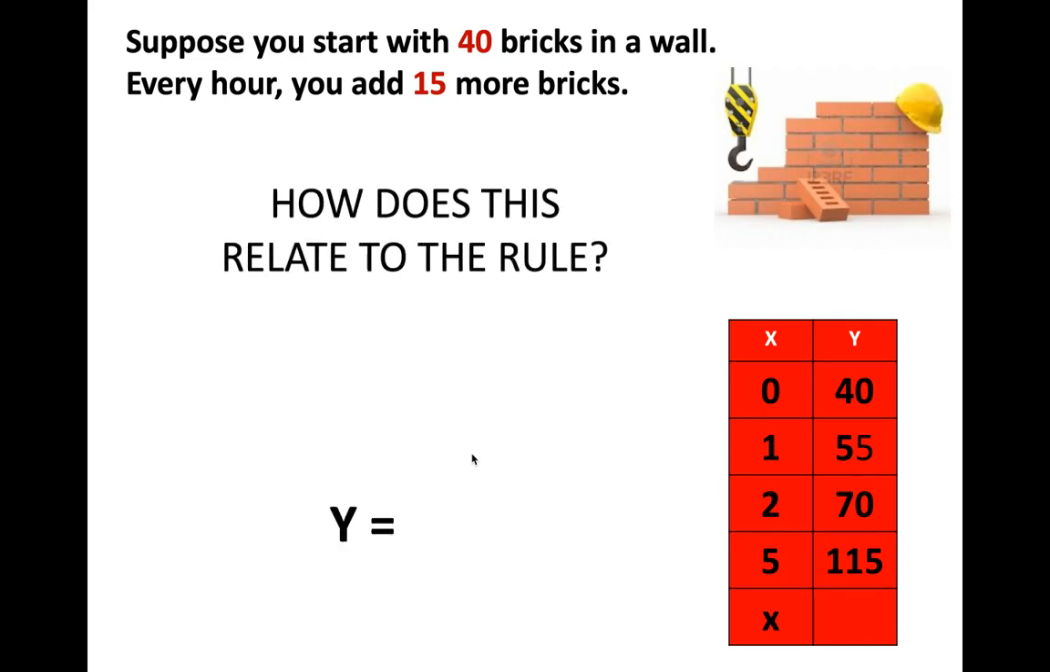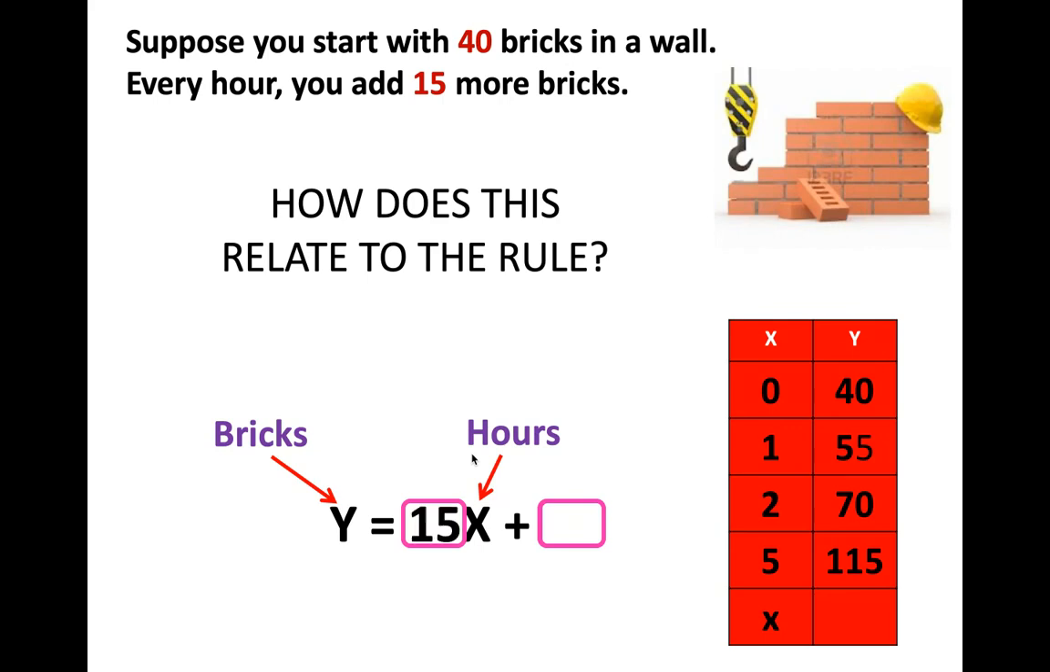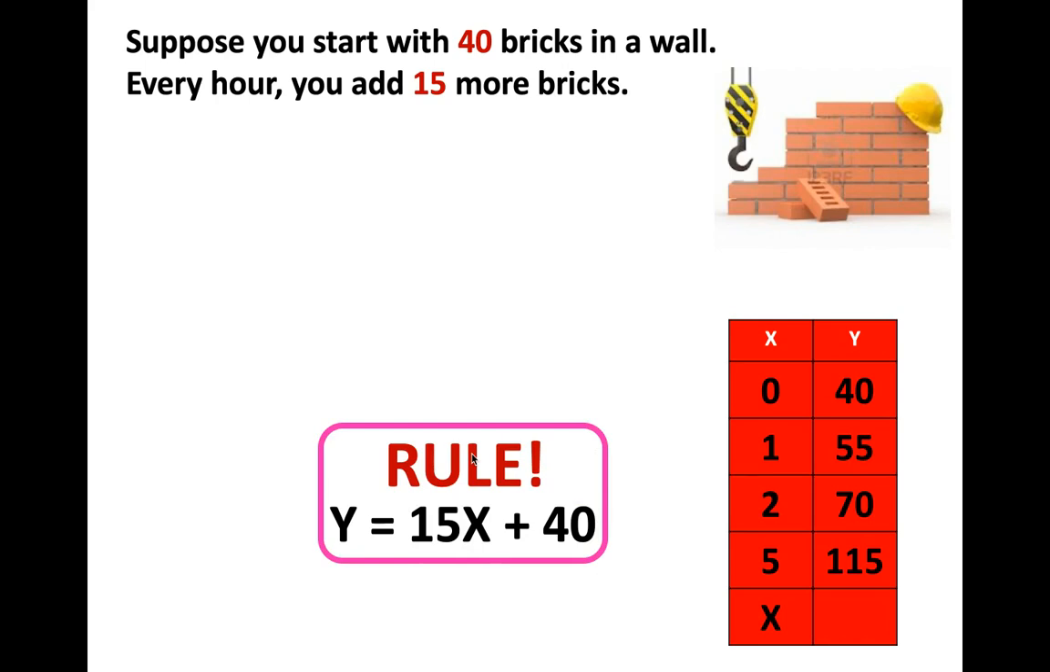How does this relate to the rule? Well, here's our bricks. X is our hours. So we don't have a number for that, so we're just going to leave it as X. And we take those hours, every hour we do 15 more. So we take those hours and we multiply by 15. Now, every single time, though, we started with 40, so we need to make sure we add that 40, which is the starting amount. And we have just built our rule. Every hour, I'm adding 15, so 15 times X plus 40, the starting amount. Okay, so we can make a rule out of this.